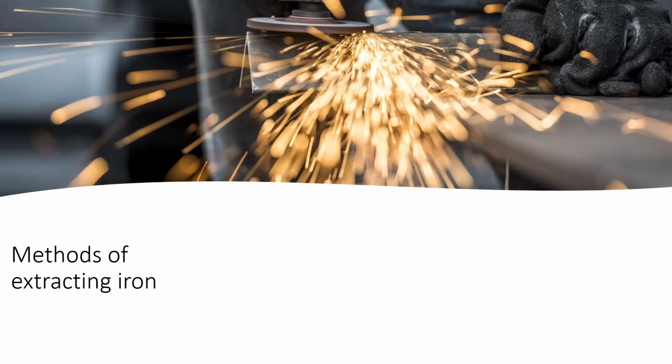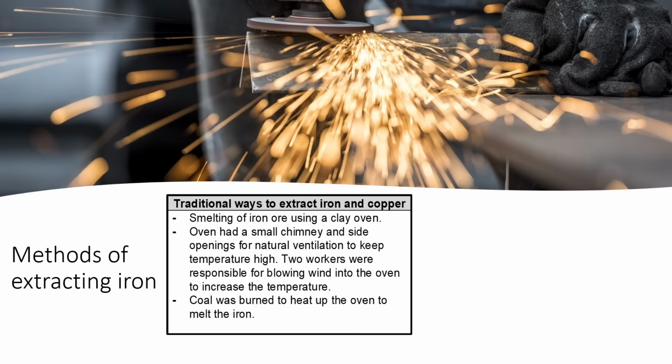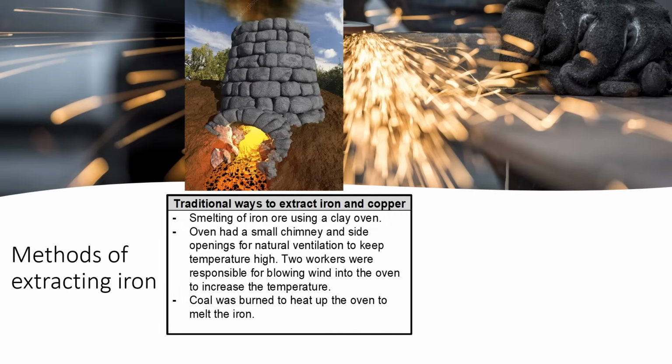So let's have a look at a method of extracting iron. For this section, we are going to compare the traditional way to the modern way of extracting iron and copper. Firstly, our traditional way occurs when the smelting of iron ore is used in a clay oven. The oven has a small chimney and side openings for natural ventilation to keep the temperature high, and 2 workers were expected to blow wind into the oven to increase the temperature. The coal was then burned to heat up the oven and the iron would melt.